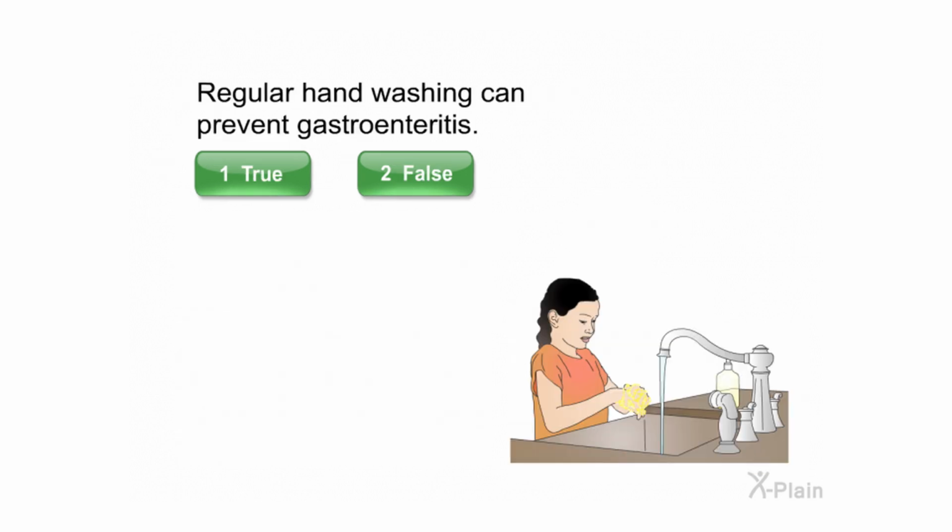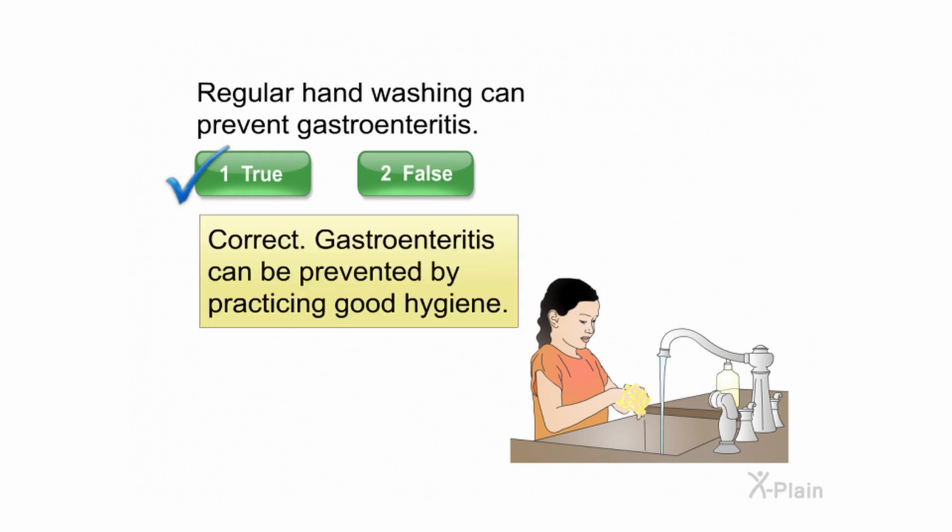Regular hand washing can prevent gastroenteritis. Select true or false. Correct. Gastroenteritis can be prevented by practicing good hygiene.